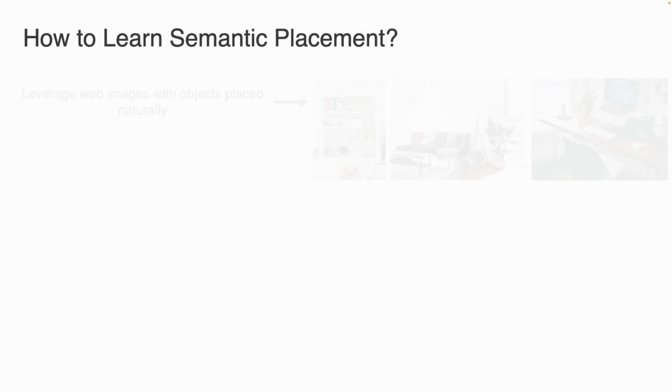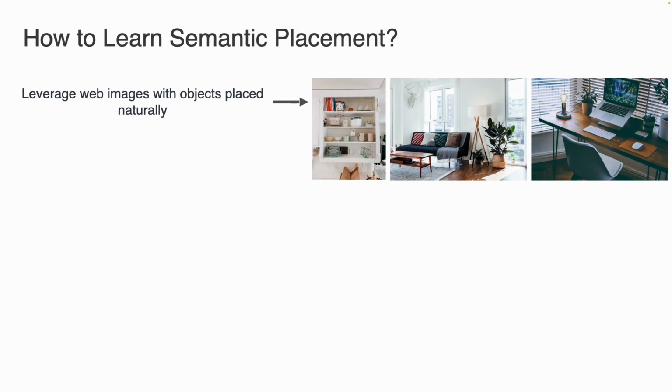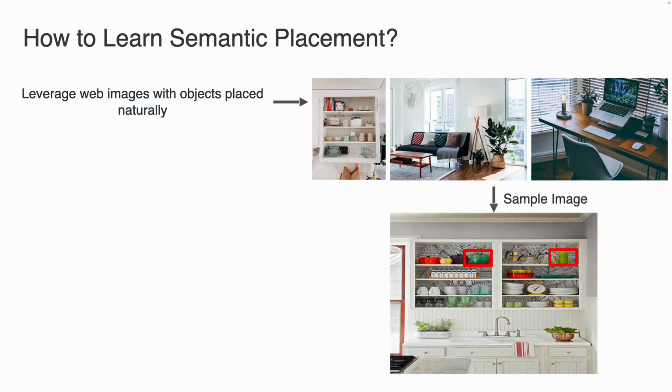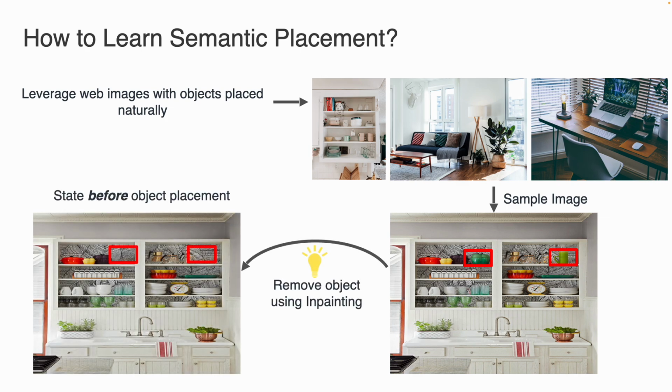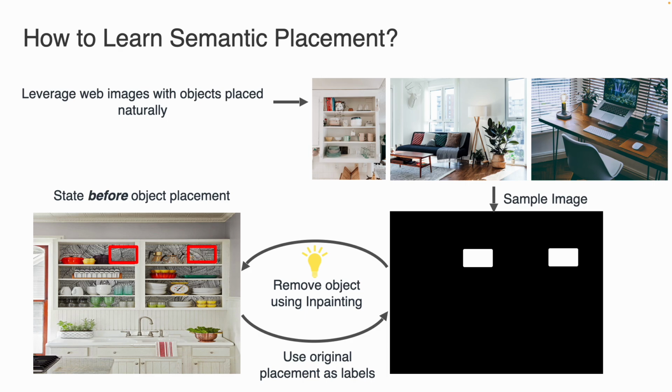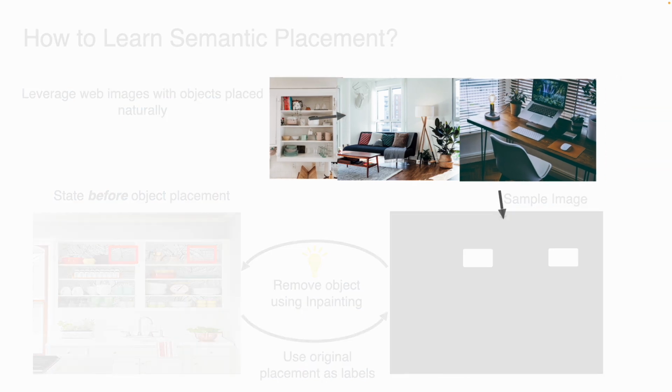so how can we learn such a vision system? To curate such a dataset for learning SP, we take advantage of the observation that the images on the web already have objects placed at semantically meaningful locations. Now all we need is the state of the environment without that object in it. This can be achieved by simply removing objects using in-painting models. With this, now we have paired states of the environment with and without the objects at a certain location. We can then use original detections as the target labels for learning semantic placement in a supervised manner.